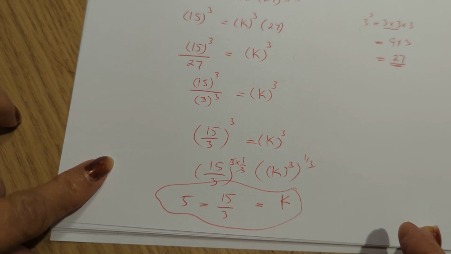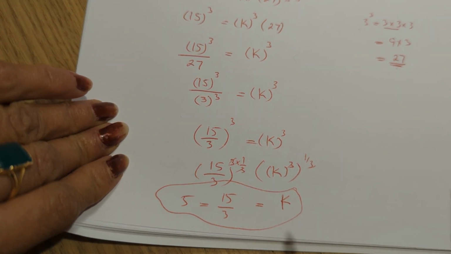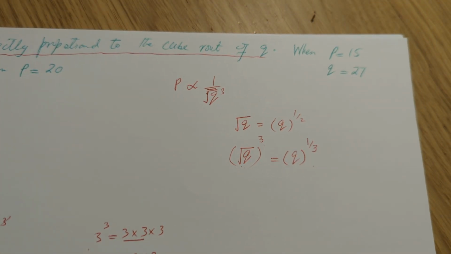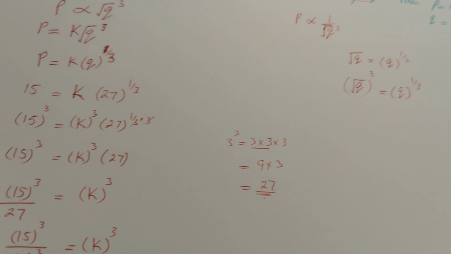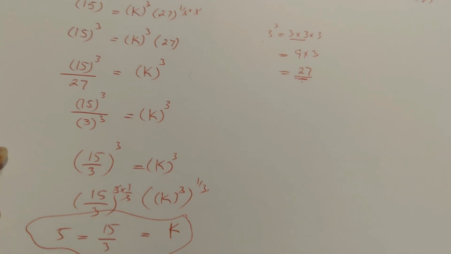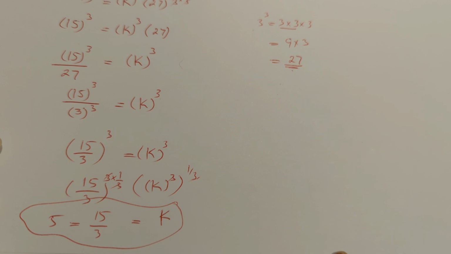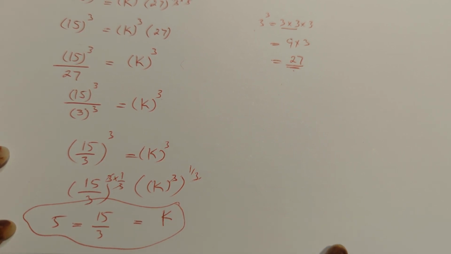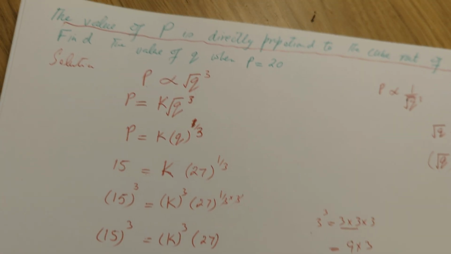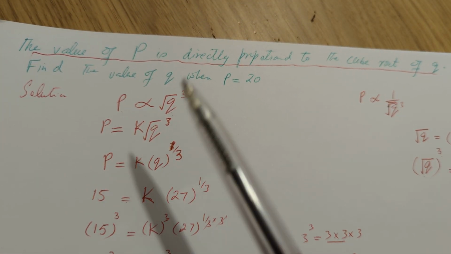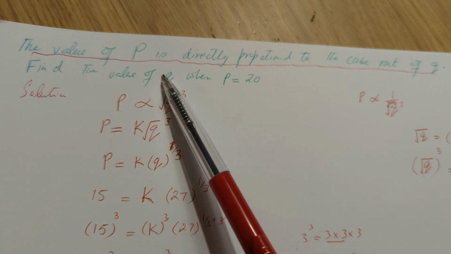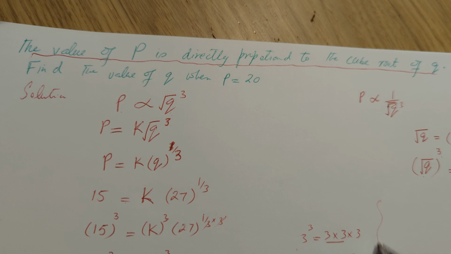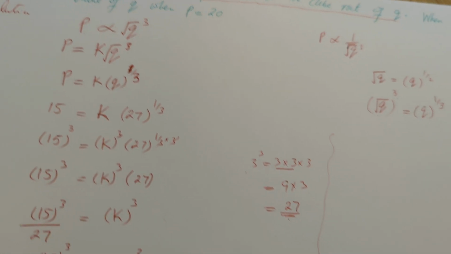This is our second line. From the value of P and the value of Q, which is given here, I have just found the value of K, as you can see here, right? So this value of K, I will use this value of K is equal to 5 in the third step, because the third step is saying find the value of Q when P is equal to 20. So what I will do, find the value of Q.